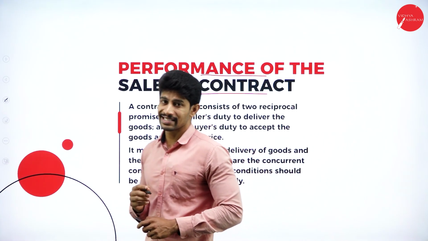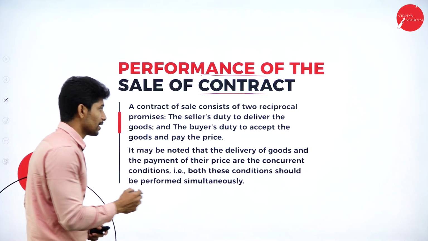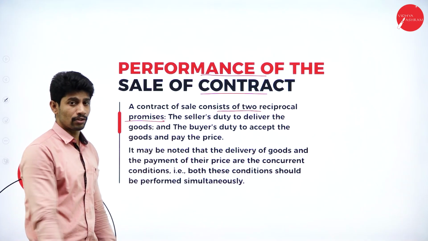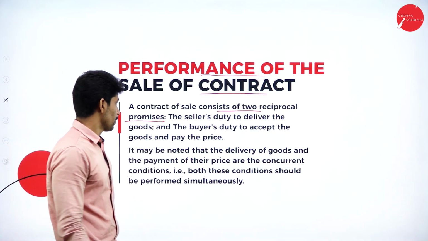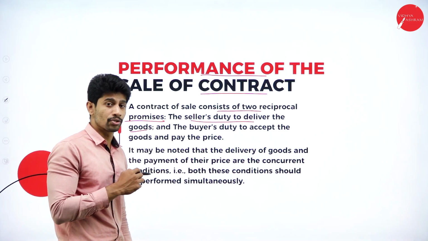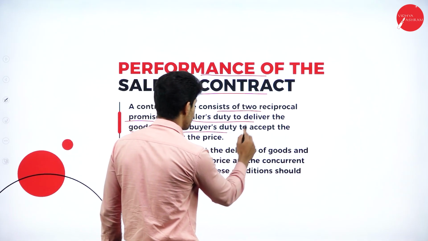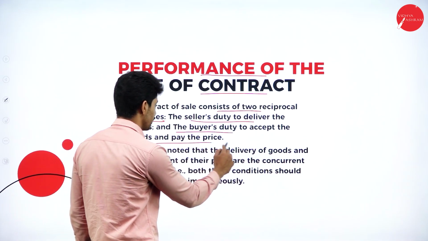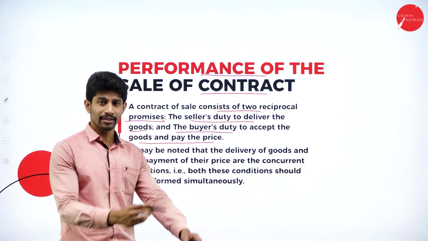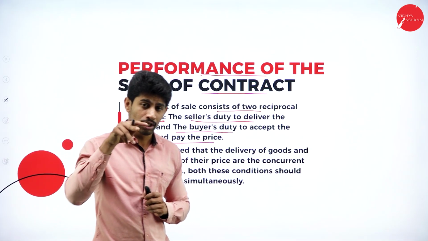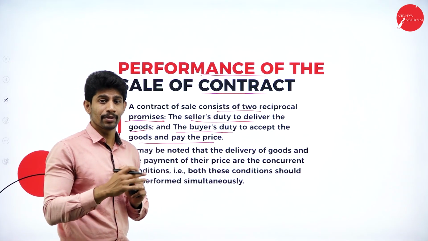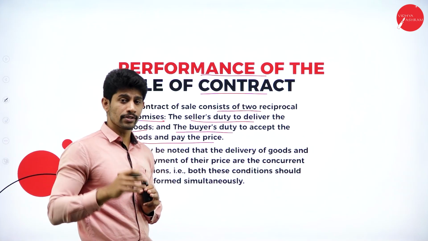Next, performance of the contract of sale. A contract of sale consists of two reciprocal promises: the seller's duty to deliver the goods, and the buyer's duty to accept the goods and pay the price. So when the two duties are performed, then the contract of sale will happen between the parties. So two duties are most important.